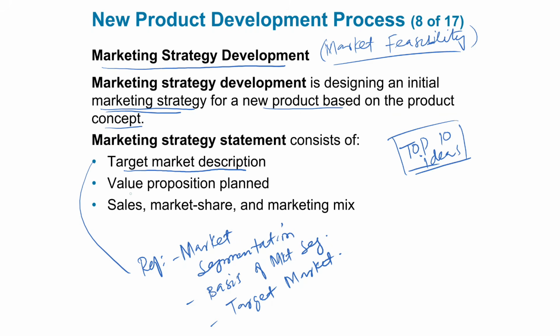The next thing is the value proposition plan. Value proposition, in simple words, is the image of your product that you want the customer to have in their mind. You plan how you want the customer to look at your product. What should the image of your product be in the minds of the customers when they think of your product? How do you want them to perceive your product?